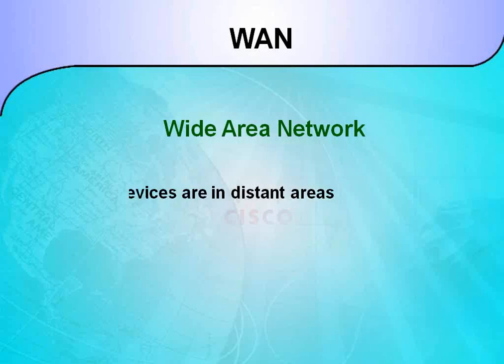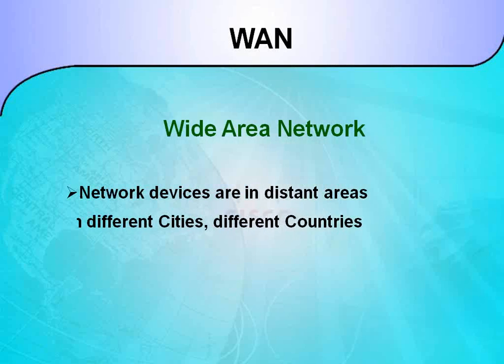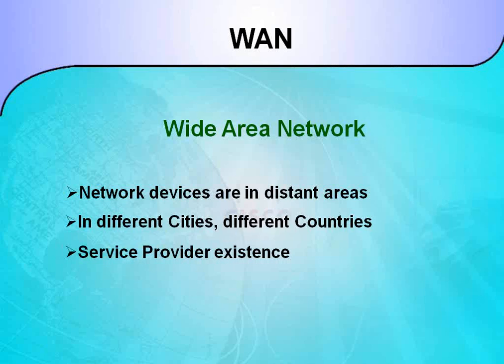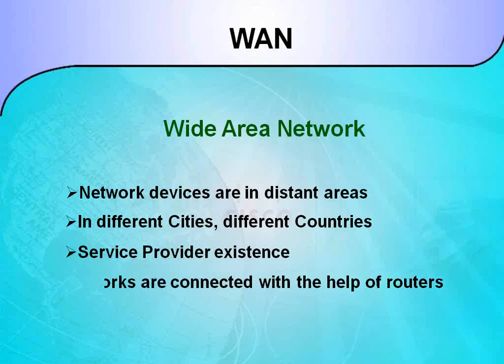Right. Coming to WAN, wide area network. Here we are trying to connect the network devices which are in distant or far off places. They can be in different cities, they can be in different countries. You can take the example of the internet. The internet forms the best example for a WAN connection, and here your service provider comes into existence. We are taking the help of the service provider, right?